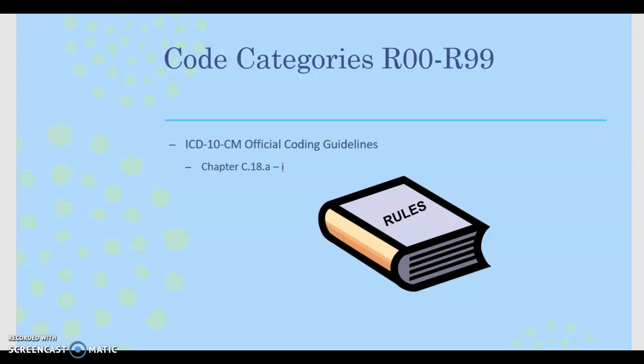Those of you who have a different coding manual, that's okay. Just find your coding guidelines, typically at the front of your book, and then go to the chapter-specific coding guidelines, which is Part C of our official coding guidelines. Once you find Part C, then go to Chapter 18. That's where the signs, symptoms, and ill-defined or abnormal clinical conditions are included.